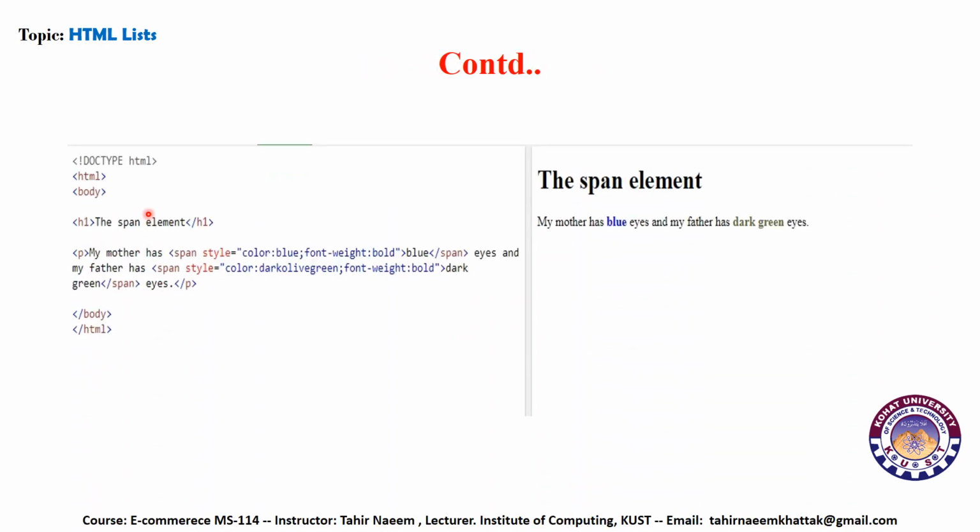So here I have applied the same previous code. Look here, my mother has blue, because we have specified the color blue and we have bolded it, eyes, and my father has dark green eyes. The font color we have is dark olive green. Here look, the font is dark olive green and dark green eyes. So we have enclosed this tag.